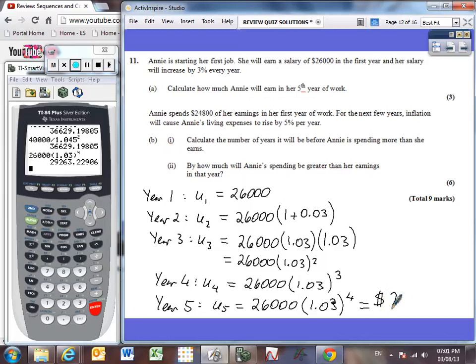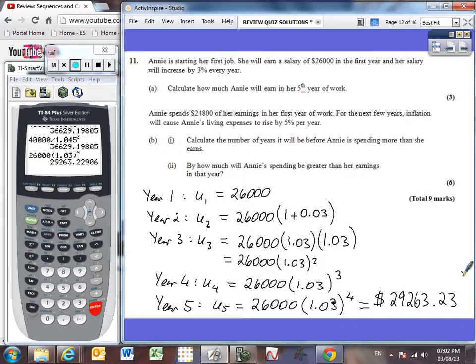Is this dollars? Yes, it is. So $29,263.23 to 2 decimal places. We could also round that to $29,263, the nearest dollar, or $29,300 if we were going to 3 significant figures.